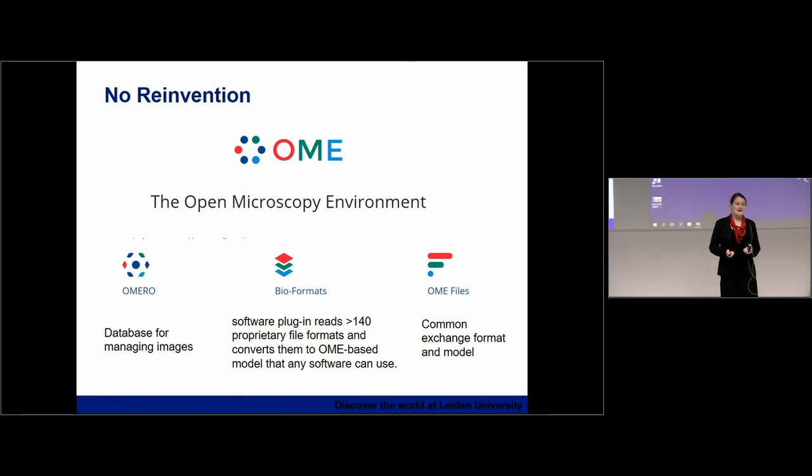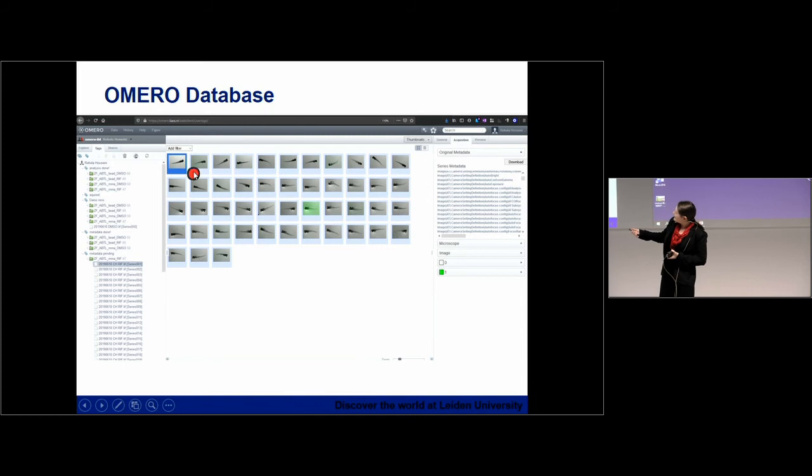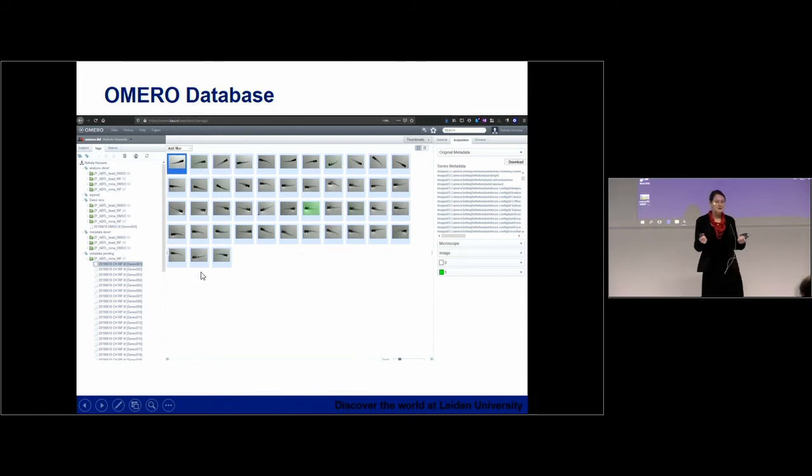So this is where we start. There's no point us trying to develop a new database for bioimaging. This is already in the community and being used in a lot of places. So this is what the OMERO database looks like. This is part of the Leiden OMERO instance that we have. So you can see when you ingest images, it automatically gives you little thumbnails of those images. So as a human, you can go through and find the images that you're looking for.